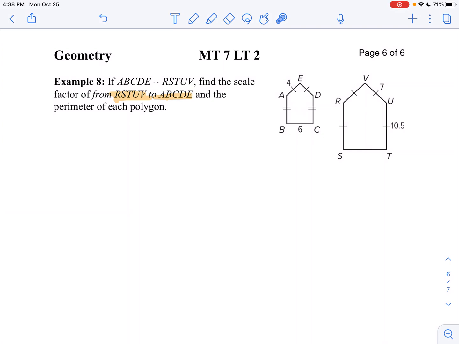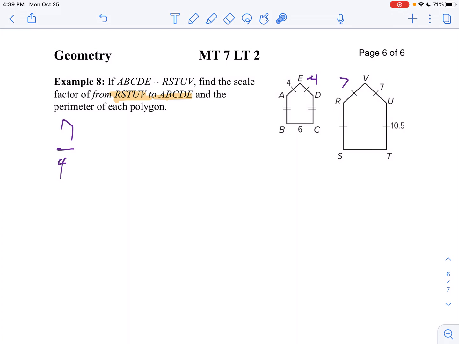I'm going to find two sides that correspond. Notice we've got tick marks here, so A to E is 4, E to D would also be 4, whereas V to U is 7, so V to R is 7. So I'm going to go from RSTUV, 7, to ABCDE, 4. So my scale factor is 7 to 4. Now if you're asked in a different order, if you said give me the scale factor of ABCDE to RSTUV, then you'd say 4 is to 7.